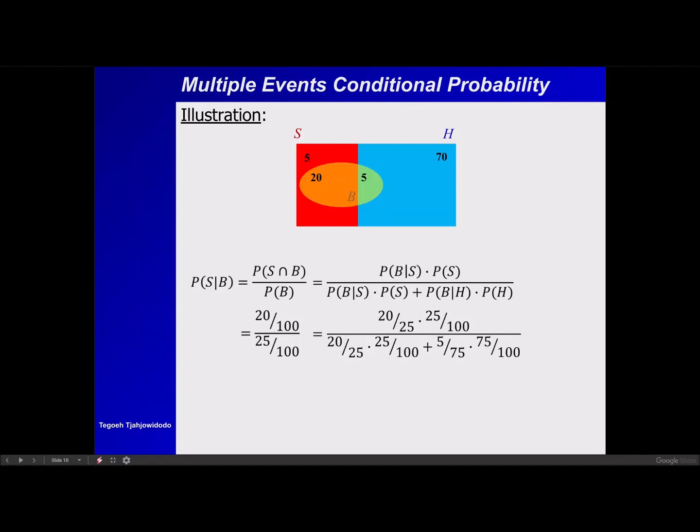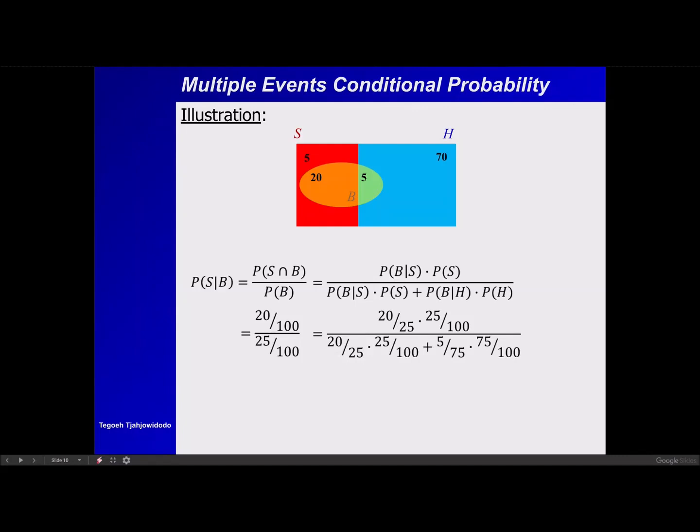Sorry, in this case then we will have in total 100 population. Event S solely will be 25. Event H solely will be 75. Where do I get this 25 of event S? It is 20 plus 5. Where do I get 75? It is 70 plus 5 here.